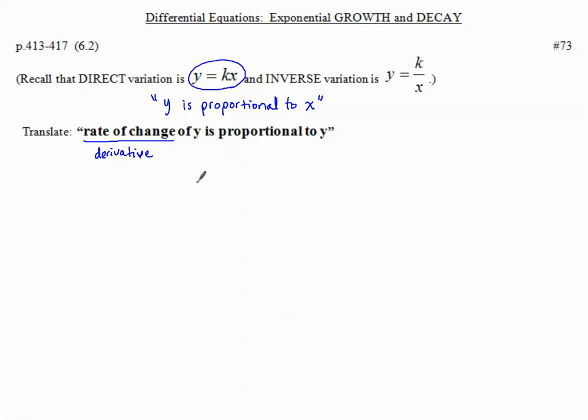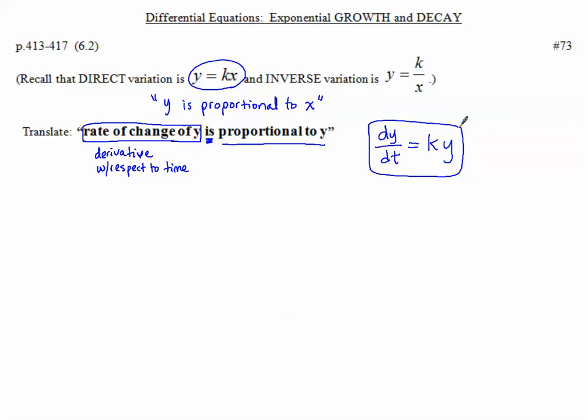And normally in these real-life problems, it's going to be the derivative with respect to time. So the rate of change of y will be the derivative of y with respect to time. How is that written? dy/dt. Is translates into an equal sign, proportional to y. So if y is proportional to x, it's equal to a constant times the thing it's proportional to, a constant times x. Here, it's proportional to y, so a constant times y. This is a differential equation.